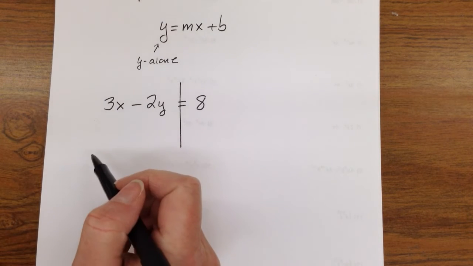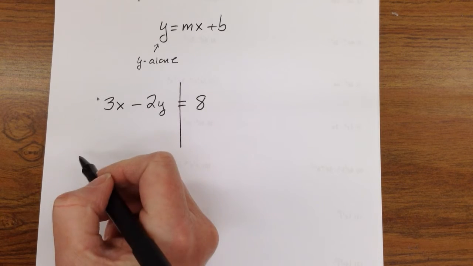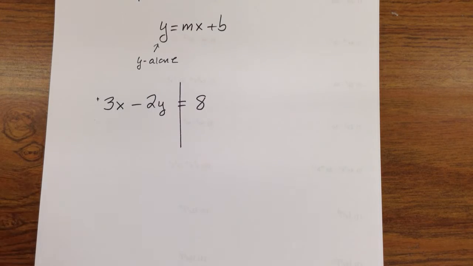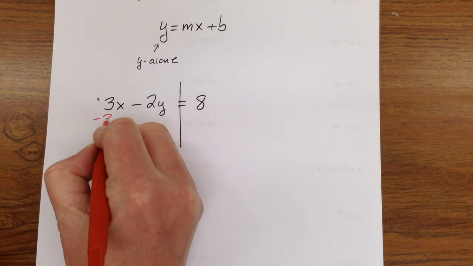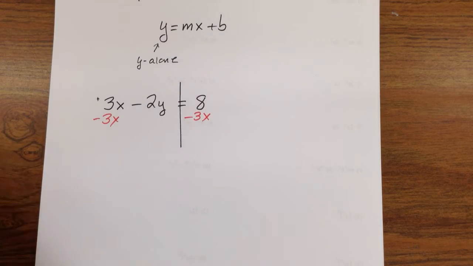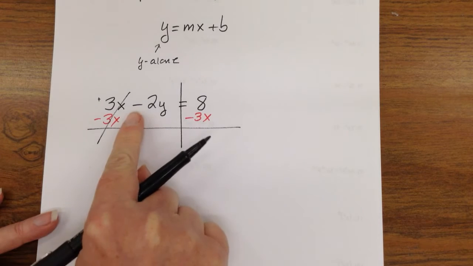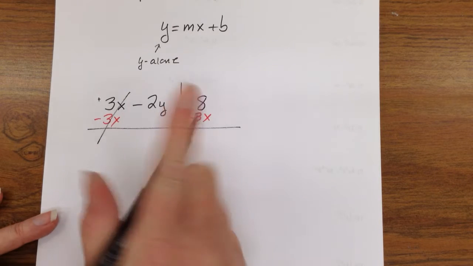Well, the first thing I'm going to do is get that 3x to the other side. It is a positive 3x, so to get rid of it, I am going to subtract 3x from both sides. You can't stop me. Watch that negative. It's going to come down with the 2.